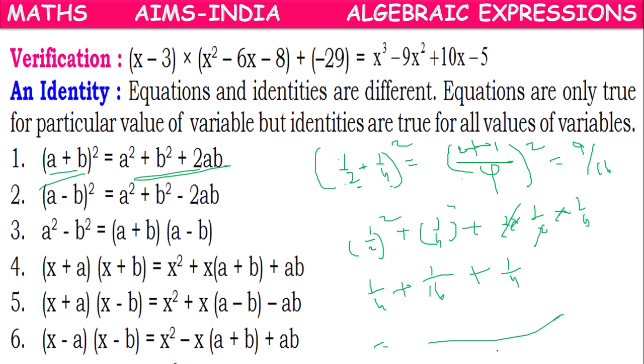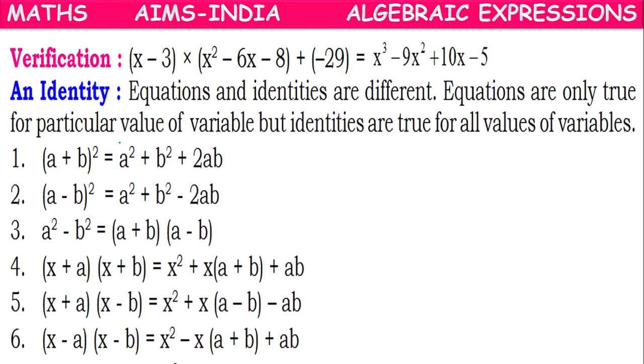What is the LCM? 4 is the LCM. Sorry, 16 is the LCM. 4 times 16, 4, 1 is 4. 16, 1 times 16, 1 is 1. 4 times 16, 4, 1 is 4. So it is also equal to 9 by 16.